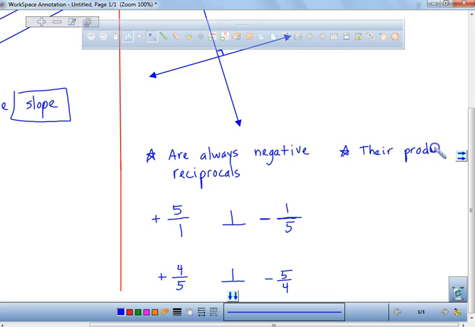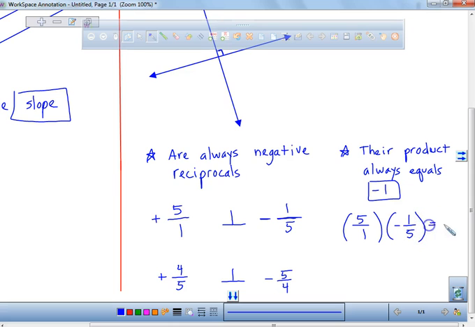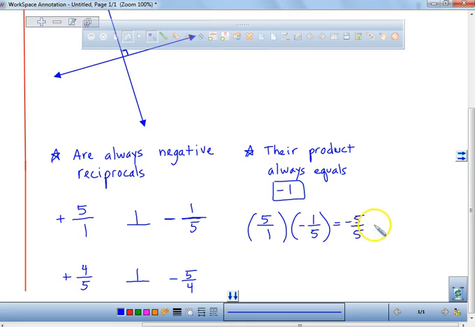Their product always equals -1. When you multiply these together, their product will always equal -1. Let's test that with these, right? We have 5 over 1 multiplied by -1 over 5, which becomes -5 over 5, which becomes a -1.